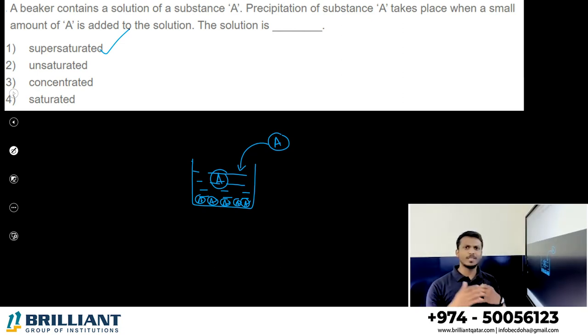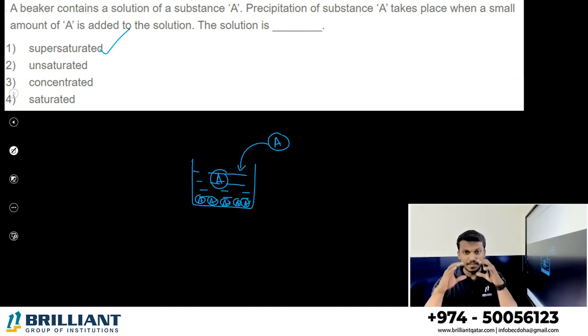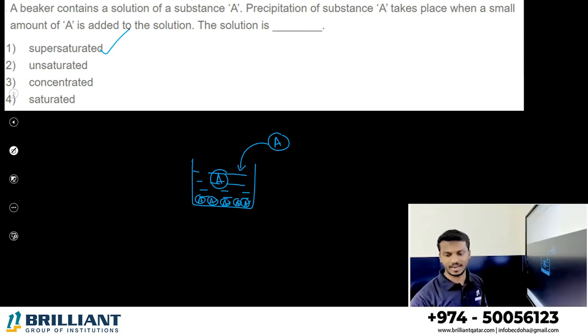Alright, you know what is meant by saturated solution? No more solute can dissolve in a solution. That is called a saturated solution. If you add more solute to the saturated solution and it is immediately precipitated, it means the solution is supersaturated. Okay, option 1 is the correct answer.